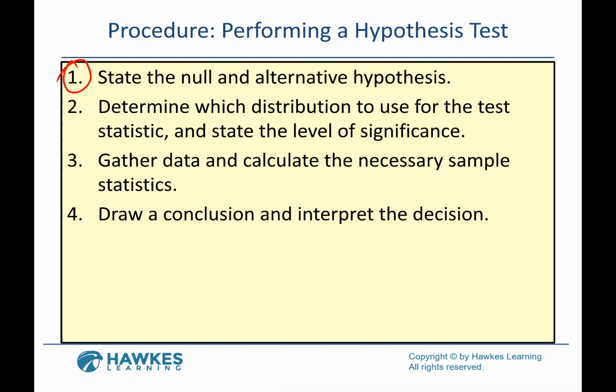And then step 4, we want to draw a conclusion. We're not even going to touch on that part of step 4 today. The only part of step 4 we're going to look at is interpreting the decision. So our focus, we want to talk about how to start a hypothesis test. What does it look like when we get the two hypotheses? And then what does it mean when we get a conclusion to a hypothesis test?